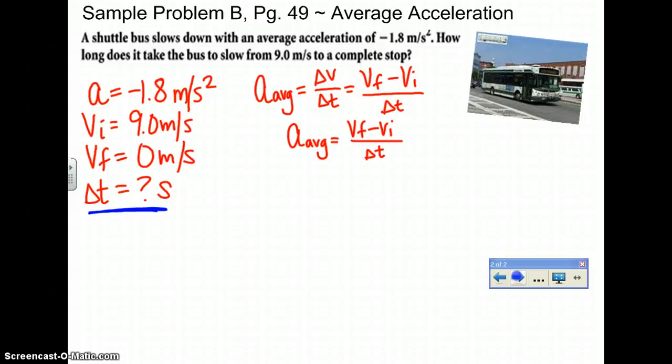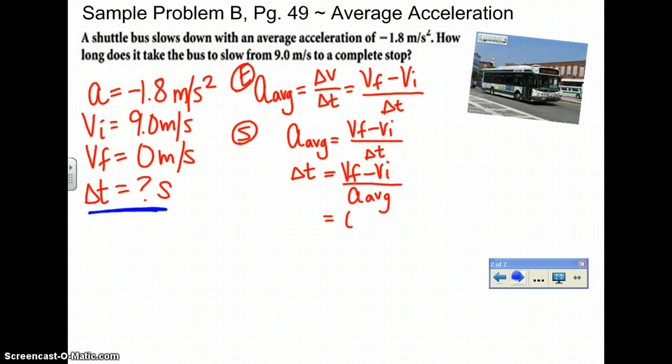Okay, but once again, this is your original equation. This is your substituting in. Now we want to rearrange it so that we can isolate the delta T. Let's multiply by delta T on both sides and divide by A average on both sides. So that simply gives us delta T equals VF minus VI over A sub average.